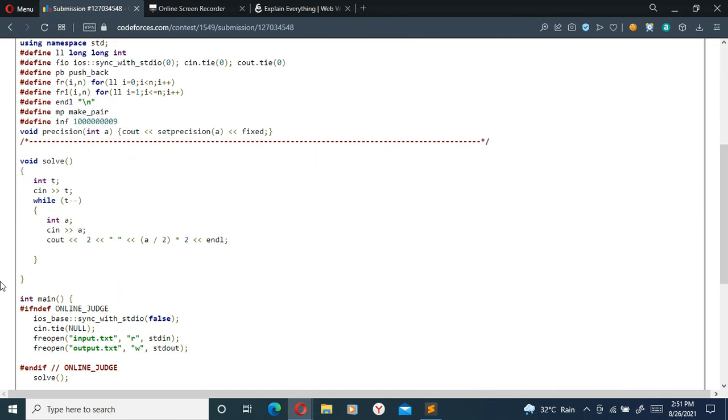You can check the code from here. It is the same as this. It was a pretty simple problem. Brute force solution. This will work.